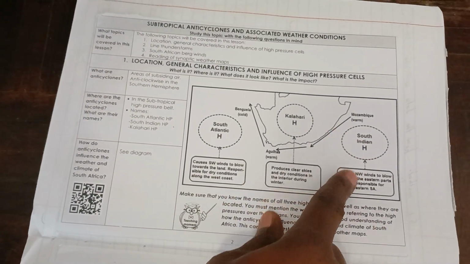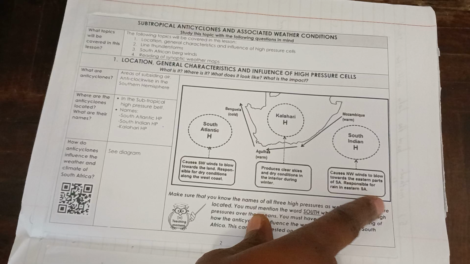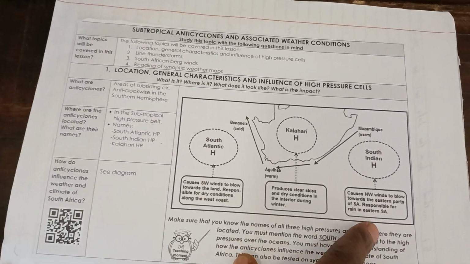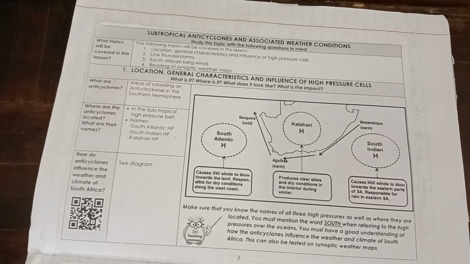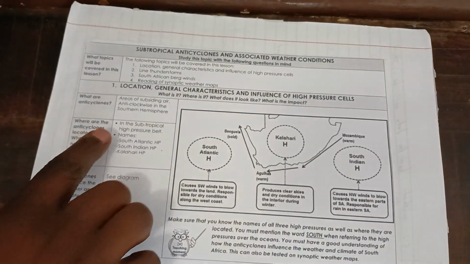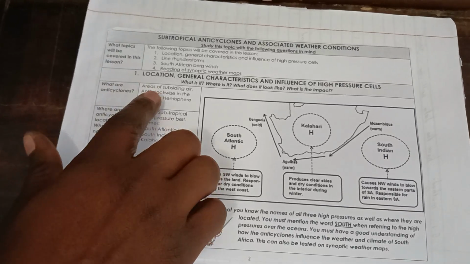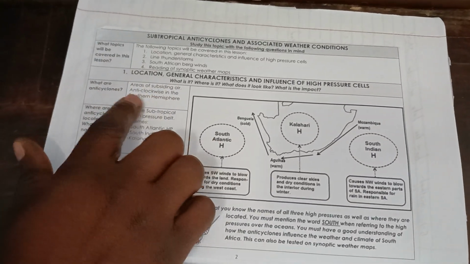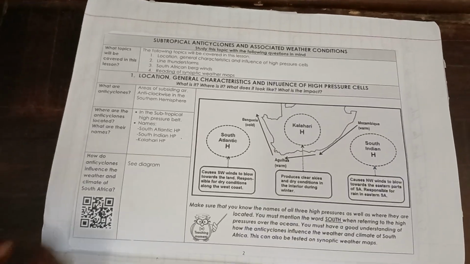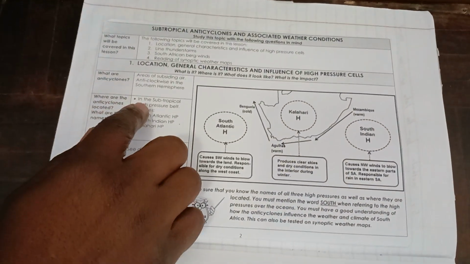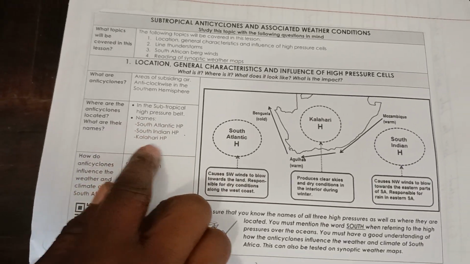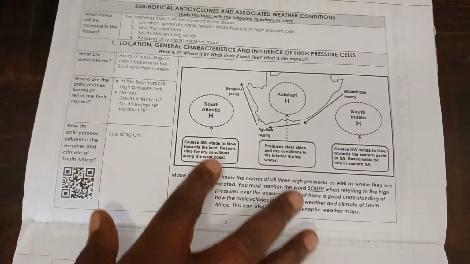And I've got the South Indian High, which causes northwest winds to blow towards the eastern parts of South Africa, responsible for the rain in eastern South Africa. I'm going to explain this in detail, but this is just to show you the location of the different high pressure belts. What are anticyclones? Areas of subsiding air, anti-clockwise in the southern hemisphere. That was the explanation I was giving now. Where are the anticyclones located? In the subtropical high pressure belt, named the South Atlantic High, South Indian High, and Kalahari High. You can see from the diagram.